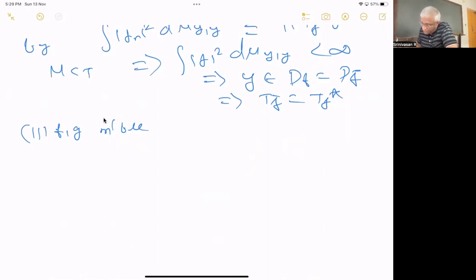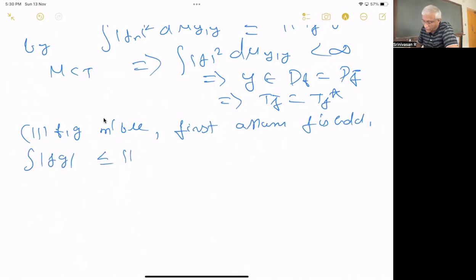If g is measurable, then we assume that first f is bounded. Then what shall we do? f is bounded, so this implies the integral of fg, for any measure, is less than or equal to the norm of f infinity times the integral of mod g. The integral of mod fg squared is bounded by the integral of mod g squared. For any measure, it will happen.